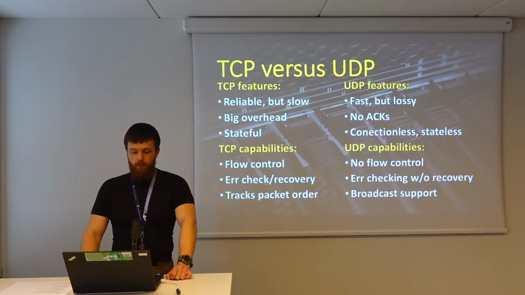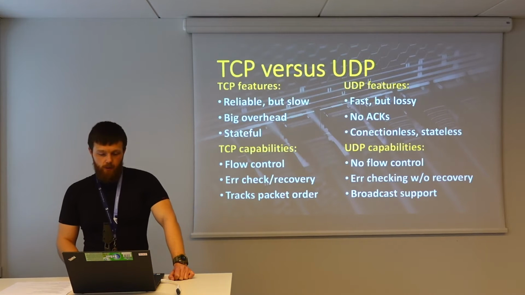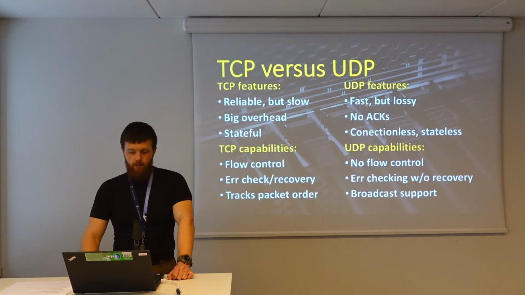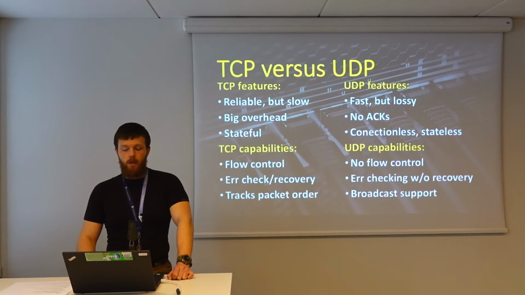It doesn't have any connections, it doesn't track connection states, it doesn't have acknowledgements, and that's why it's so fast. Also, as I said, TCP does flow control, while UDP does not do any flow control. And TCP does both error checking and error recovery. UDP does error checking, but it cannot recover. It means you are able to detect errors and drop those erroneous packets, but you will not be able to recover as well as with TCP. And one more thing to mention, that TCP tracks packet order. On UDP you don't have that, and the application itself has to do tracking of packet order.